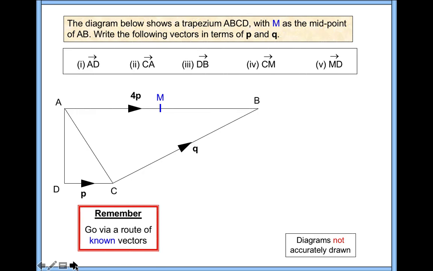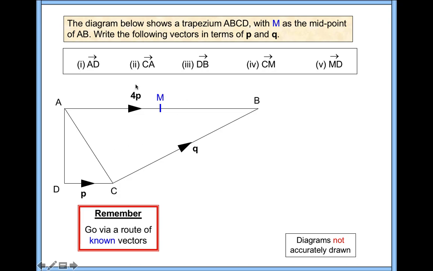Here a trapezium is given to you, and in this question a midpoint of AB is given. See the diagram below, which shows a trapezium ABCD with M as the midpoint of AB. Write the following vectors in terms of P and Q. You have to write the following vectors in terms of P and Q.